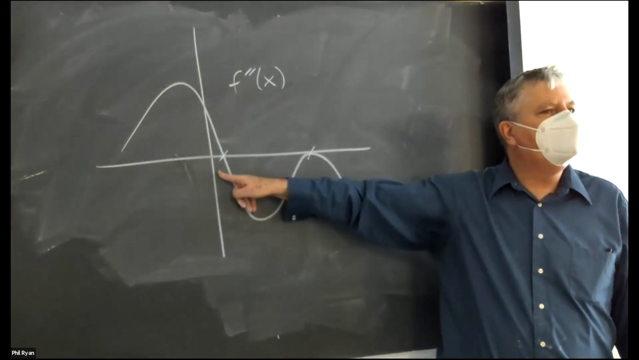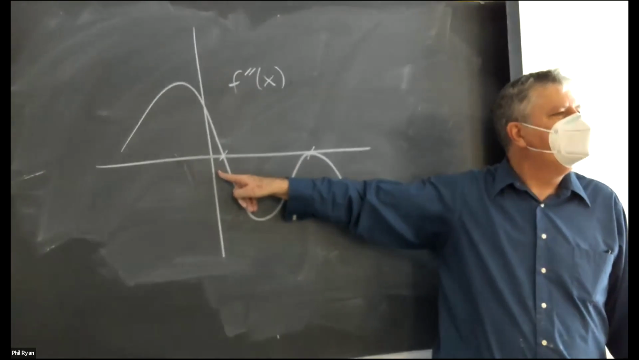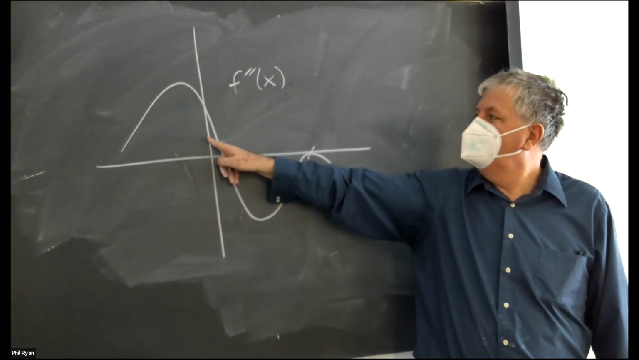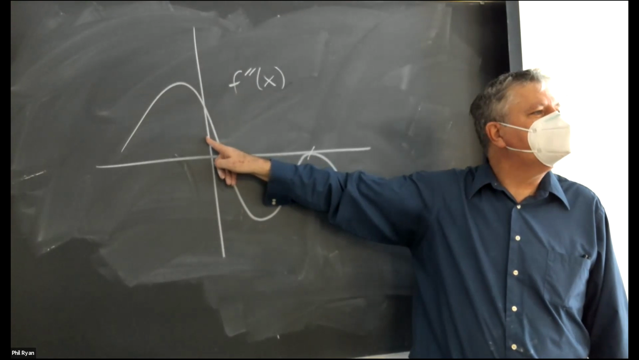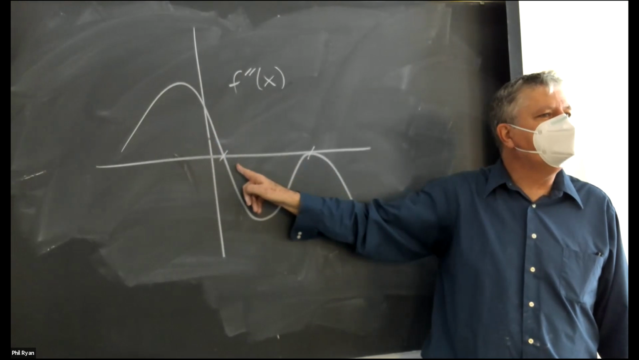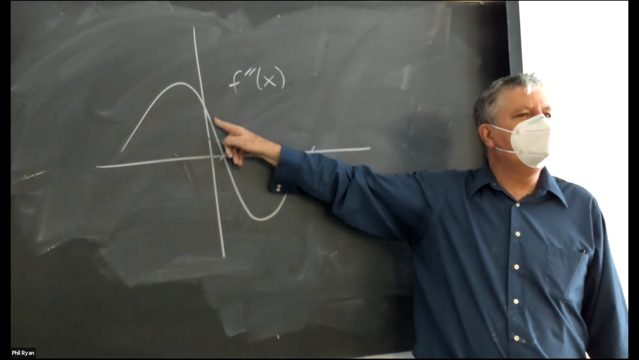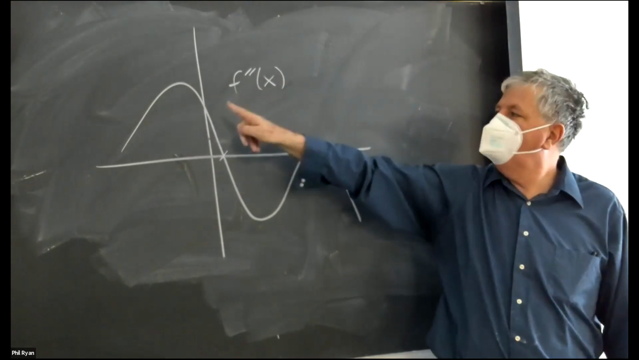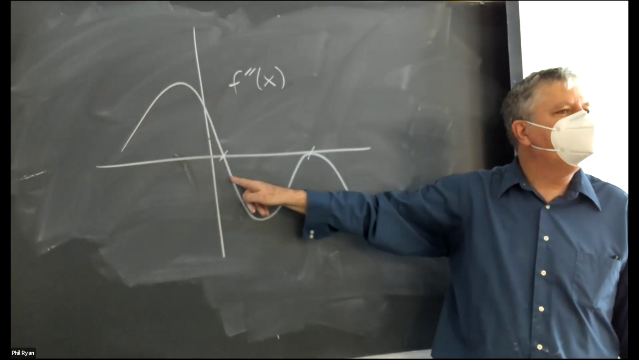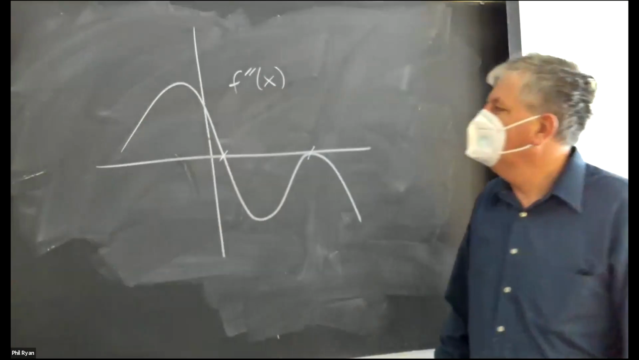What about this point here? Right? Beforehand, the second derivative is positive. Afterwards, the second derivative is negative. So it goes from positive, which means concave up, to concave down. So this is an inflection point.